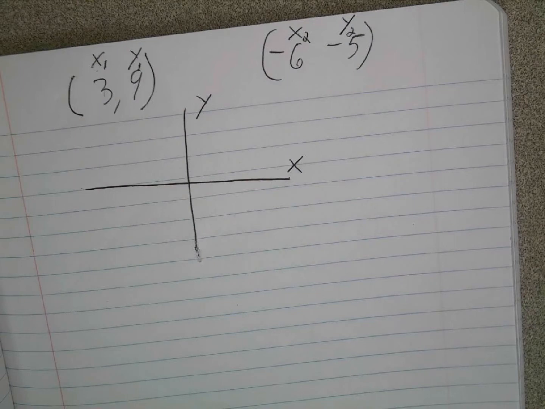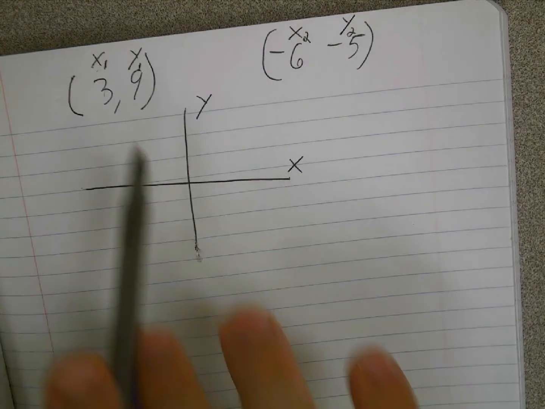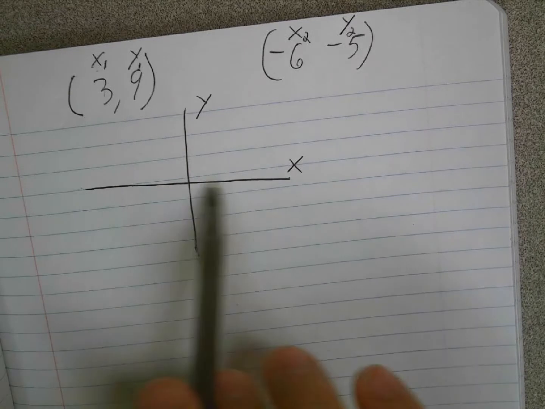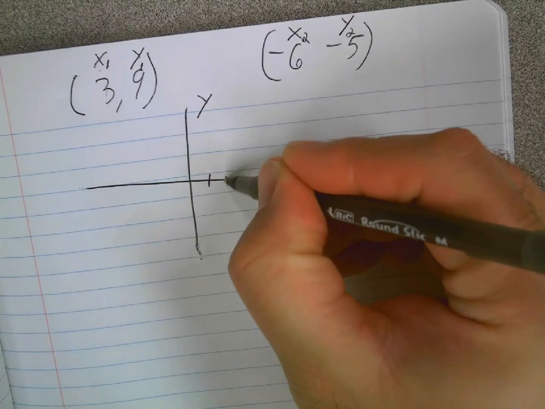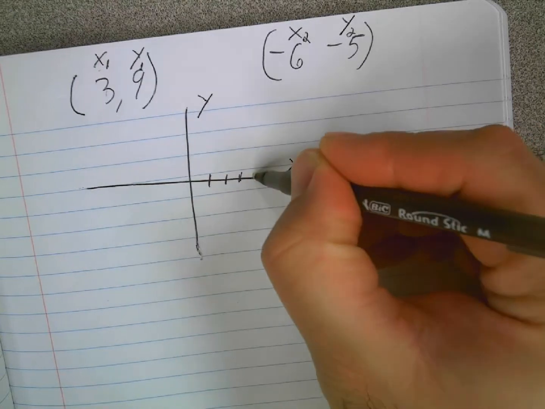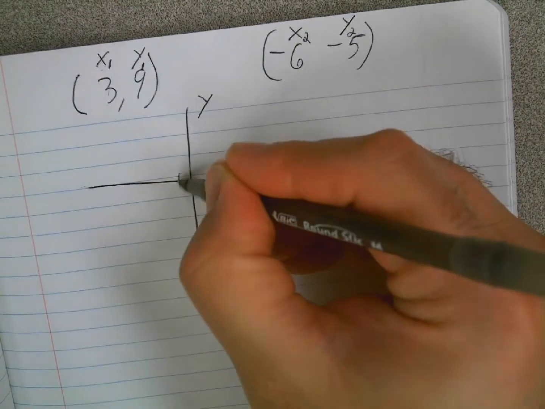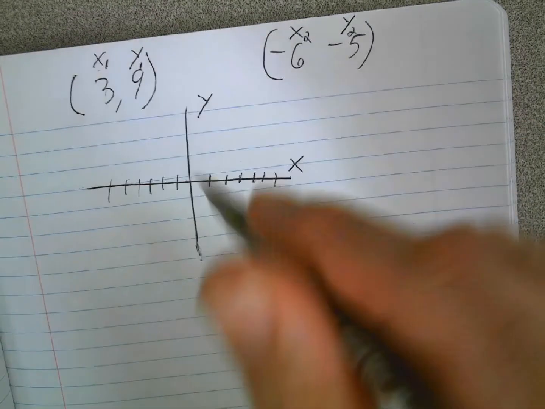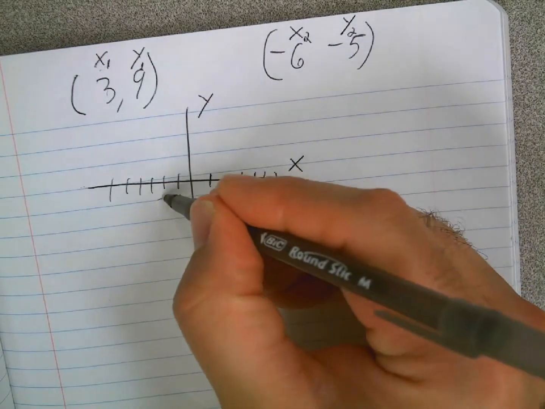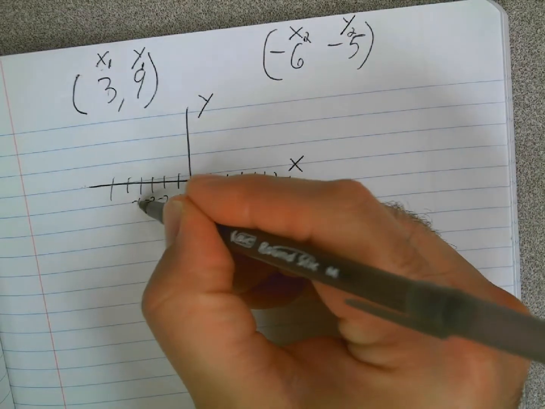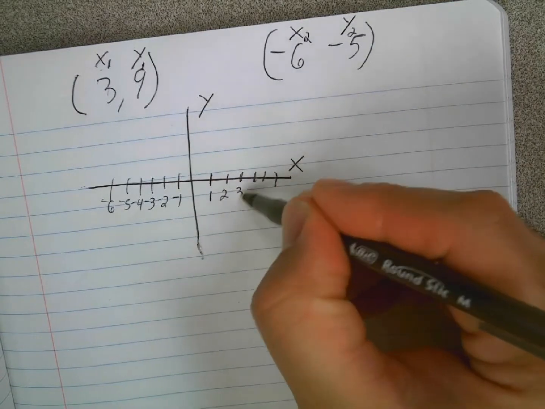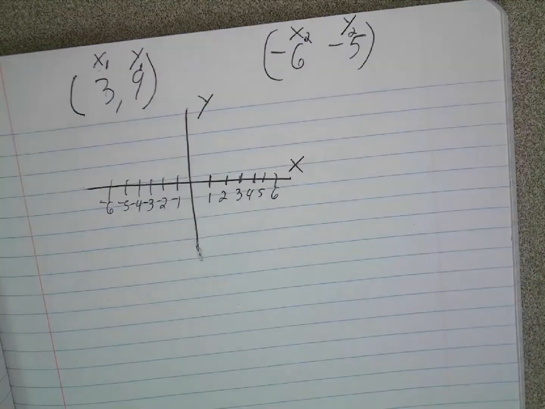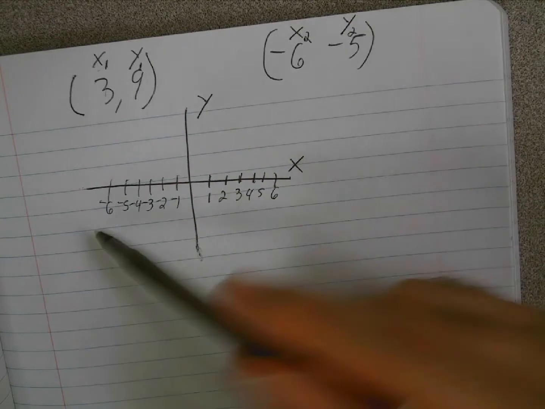Good. Let's talk about how to plot again, all right? So x always comes first, so we're always going to do our x to the right here. This is our positive numbers, 1, 2, 3, 4, 5, 6. So to the left is negative, -1, -2, -3, -4, -5, -6. And then to the right, 1, 2, 3, 4, 5, 6. All right? So positive to the right, negative to the left.